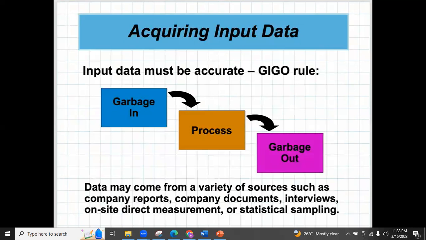Acquiring the input data. If you don't get good data, garbage in, even if you have the right process, you're going to get garbage out. It's an old adage, but it certainly applies here very well. So even if you have a good model and bad data, forget it. If you can't collect good data, your model is useless.